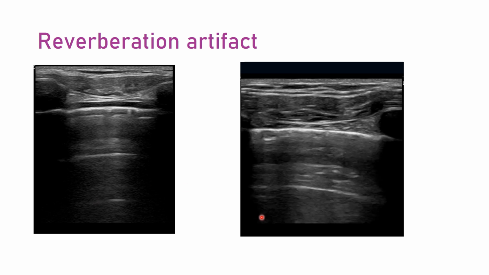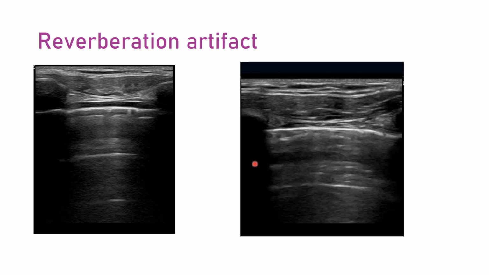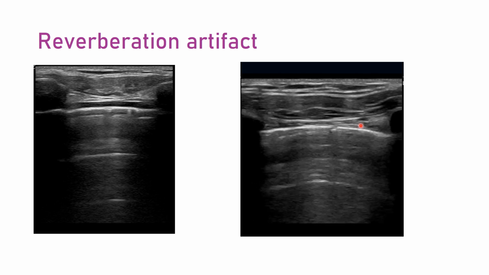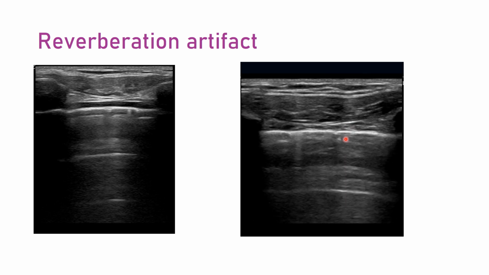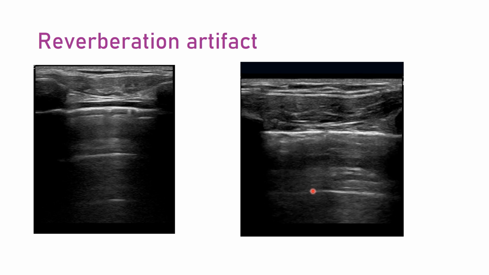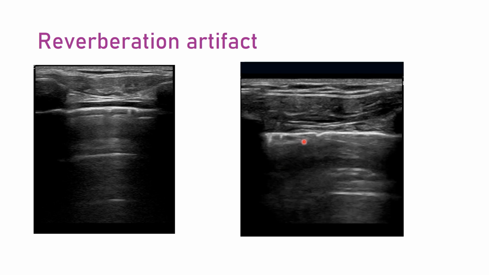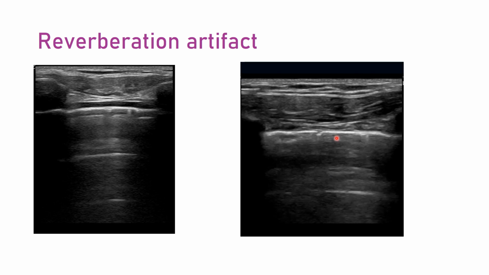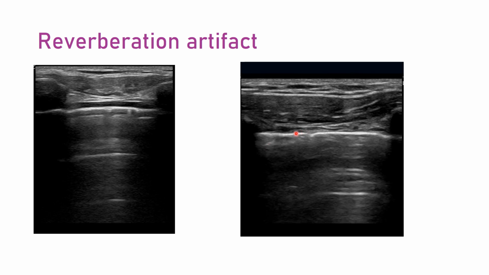So let's have a look in a moving lung. And here we see sliding and also this reverberation artifact. So this means that there is air inside the lung, and it's a dry lung because we don't see much B lines or anything else. So yes, indeed, this is how it should be.